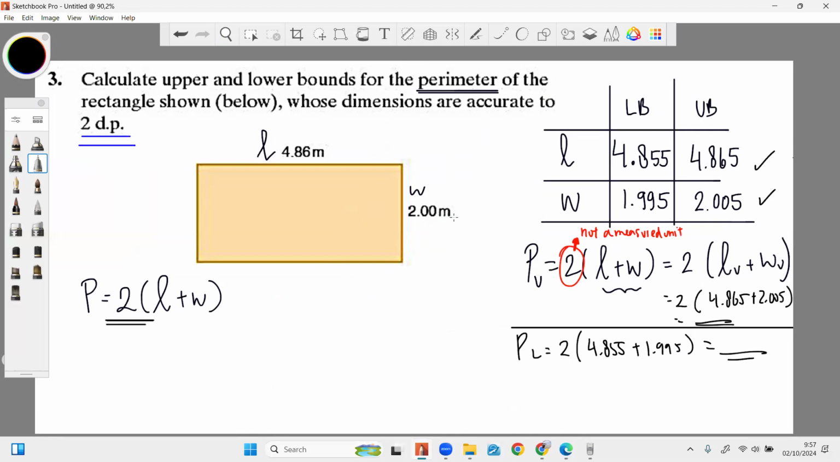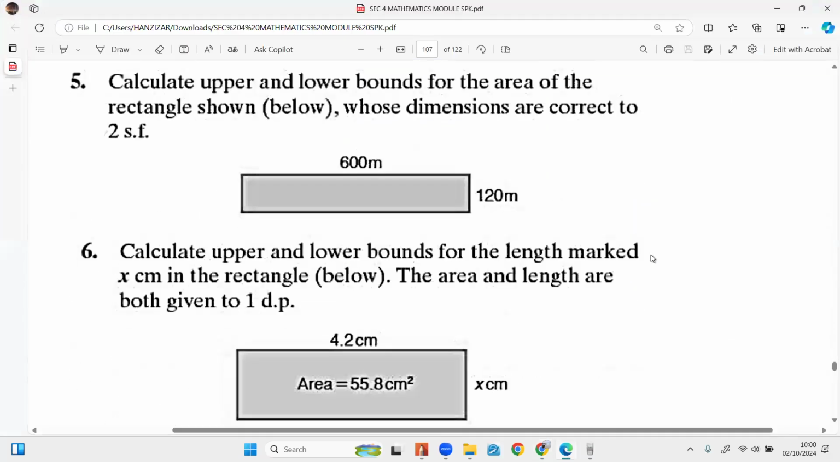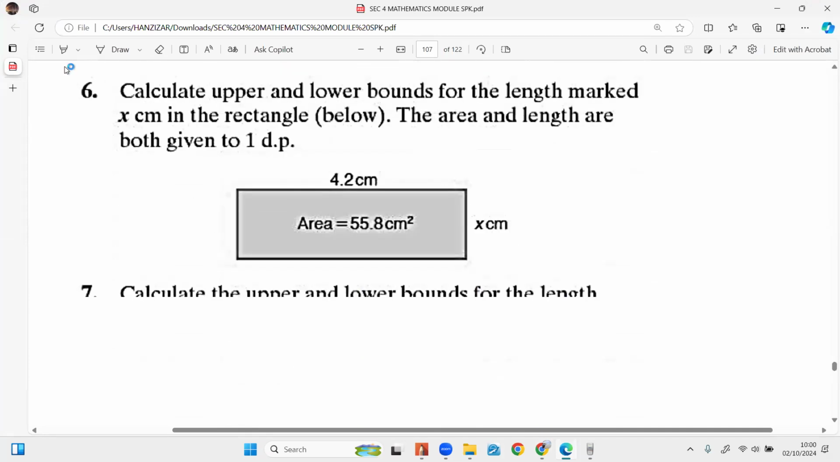0.5 times 0.01, right? Because 2 decimal place, it's to the nearest 0.01. Then you multiply by 0.5 for the error. 0.005. Add and subtract. Okay, let's see the other type of question. There you go. Number 6, different unit.